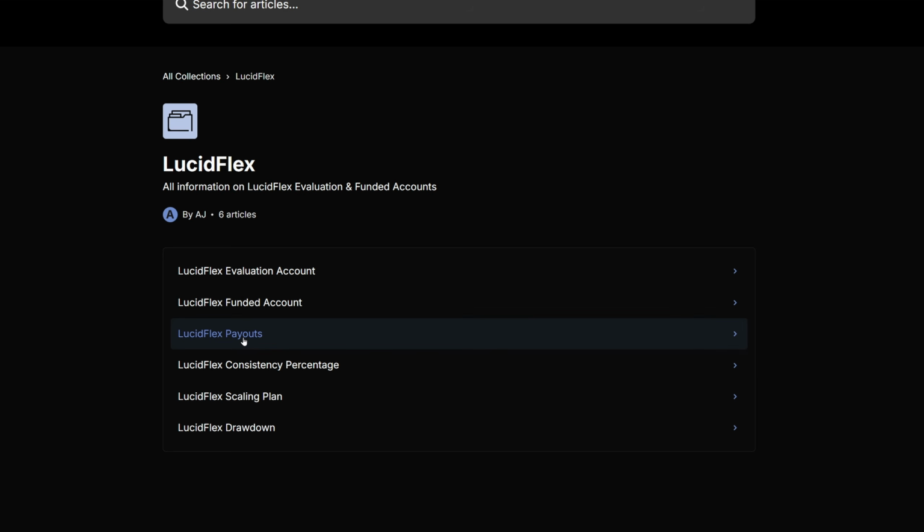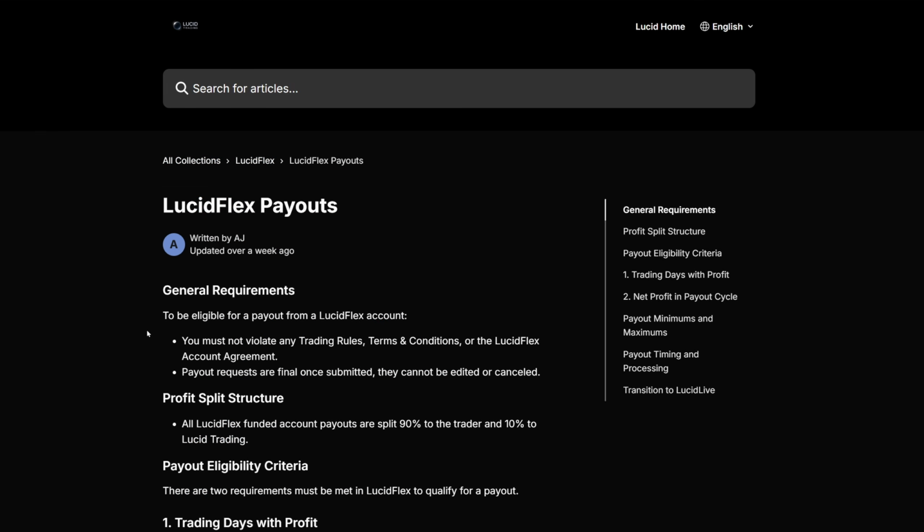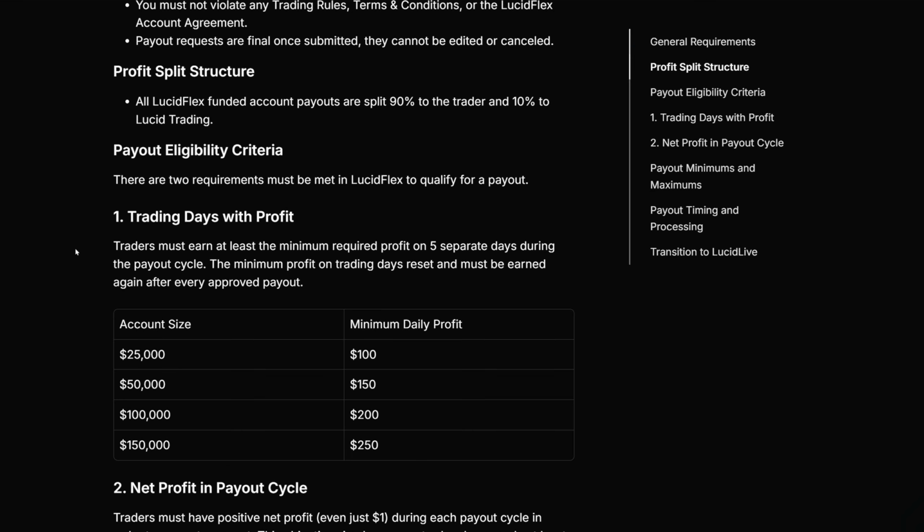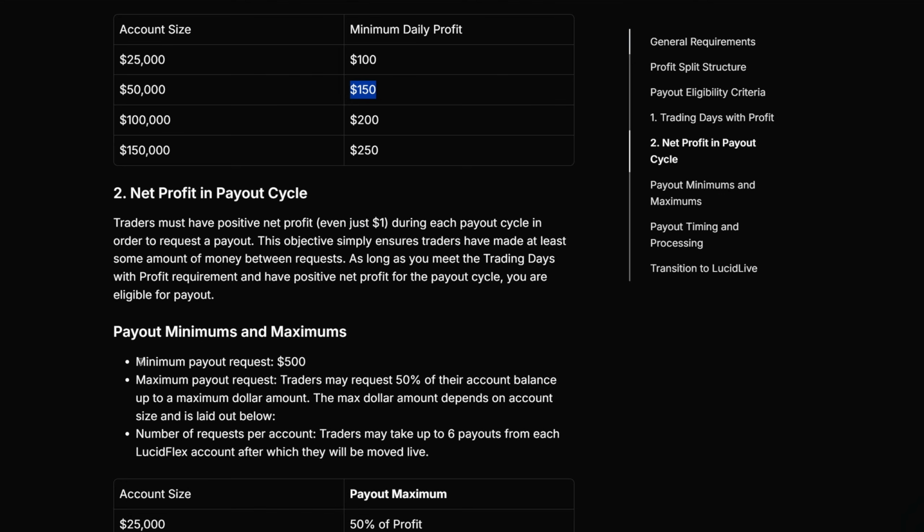Let's look at real quick at the payouts. What requirements do we have to make in order to get a payout? Well, if we scroll down here real quick, let's look at some of the rules around the payout. Traders must earn at least a minimum required profit of 5 separate trading days during the payout cycle. So if you look at the 50K account, a payout day is going to count as $150 or more. Now, this is going to be net profit, not before commissions, not gross. This is going to be net profit. Now, when we look, the minimum a trader can take out is going to be $500.